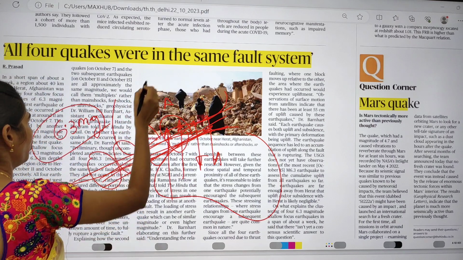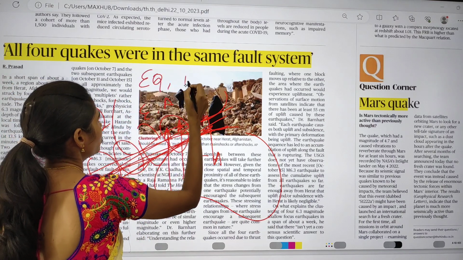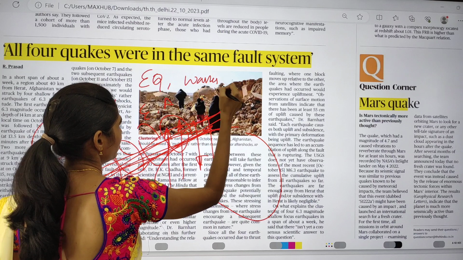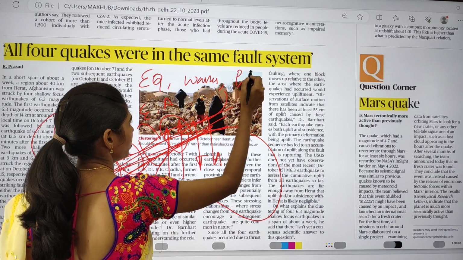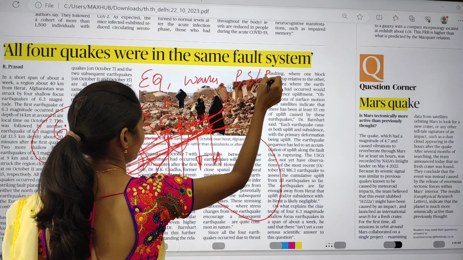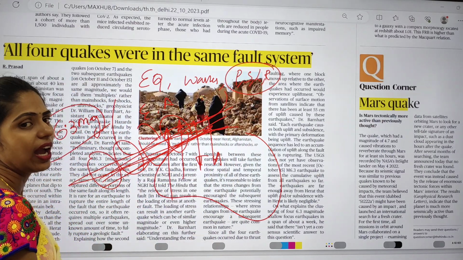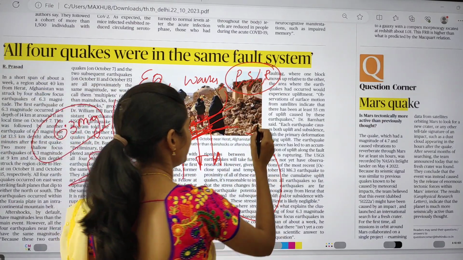So here you have to know the meaning of earthquake. Earthquake waves or seismic waves, especially P waves, S waves, L waves and Rayleigh waves. Okay, and you have to see the shadow region of P waves and S waves.